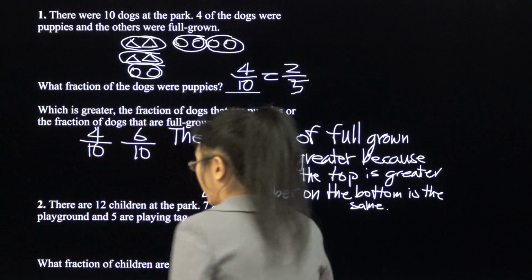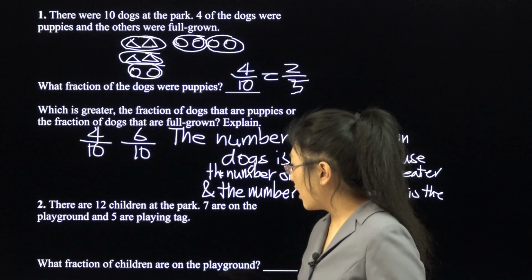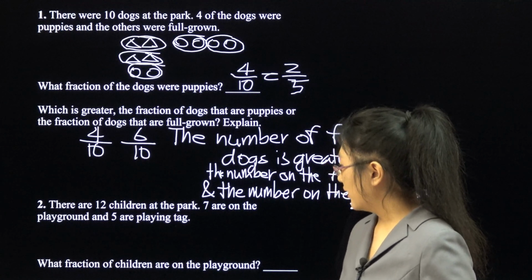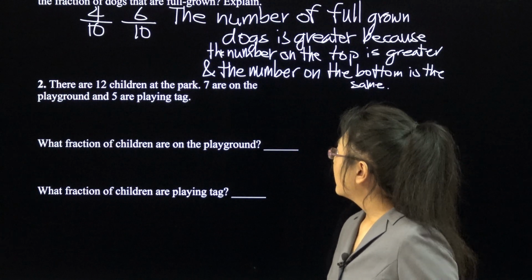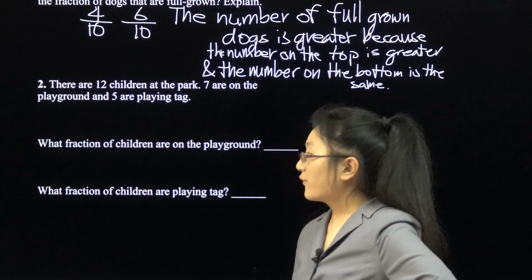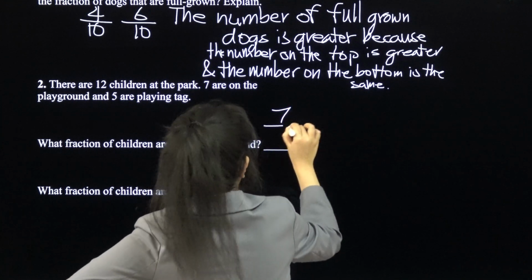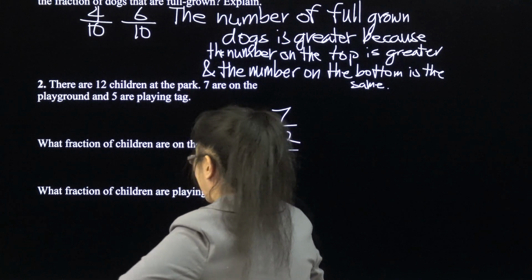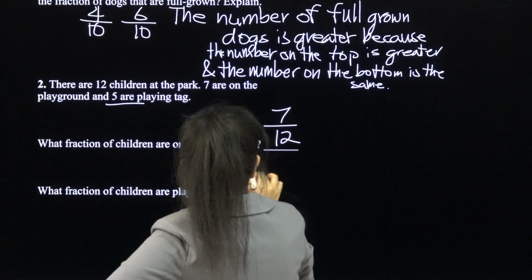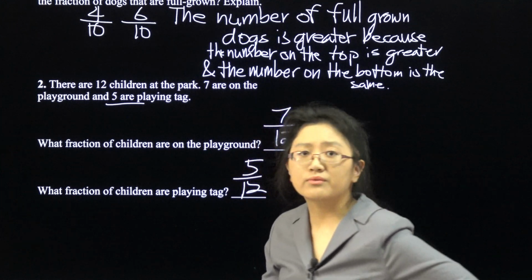Okay, so, question number 2. There are 12 children at the park. 7 are on the playground and 5 are playing tag. Okay, let's math this now. So because there are 7 on the playground and there's 12 children in total, the fraction of children on the playground would be 7 over 12. And the fraction of children that are playing tag would be, since there's 5 children playing tag, 5 over 12. And really, that's it.